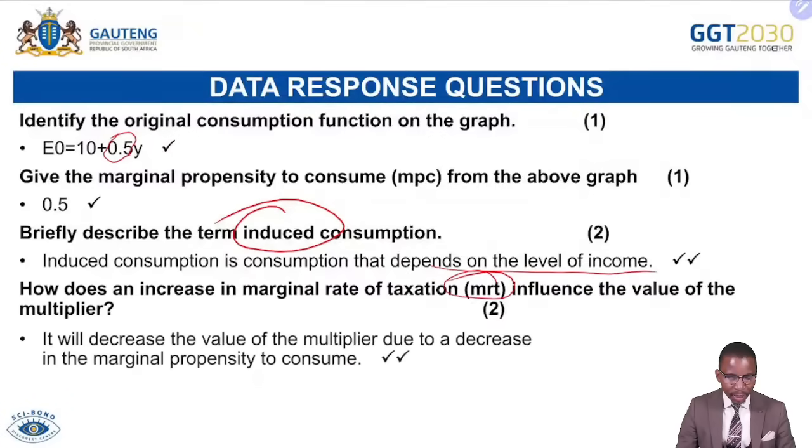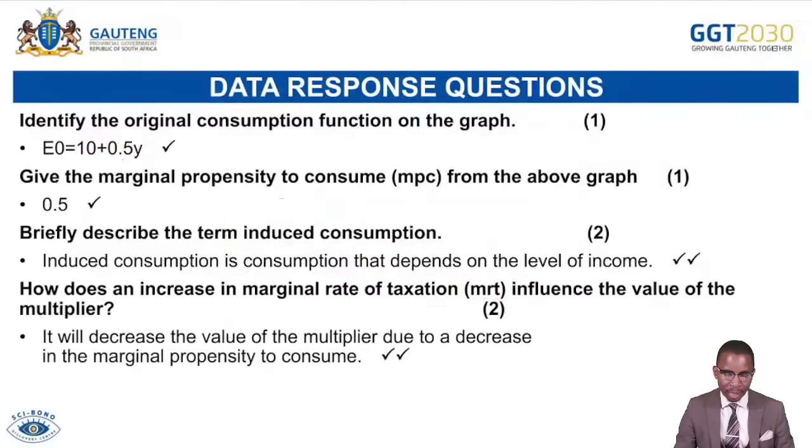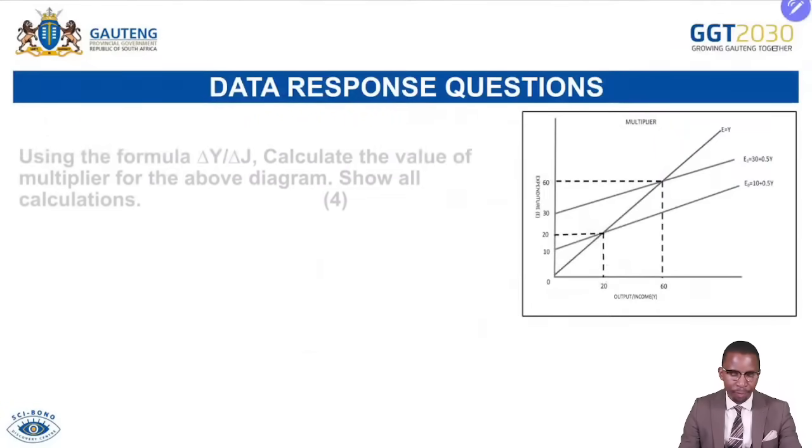It will decrease the value of the multiplier due to a decrease in the marginal propensity to consume. As income is taxed, the MPC will automatically decrease as MRT increases, because of the income available after being taxed, a certain portion can be saved and a certain portion can be consumed. That will lower the size of the multiplier.